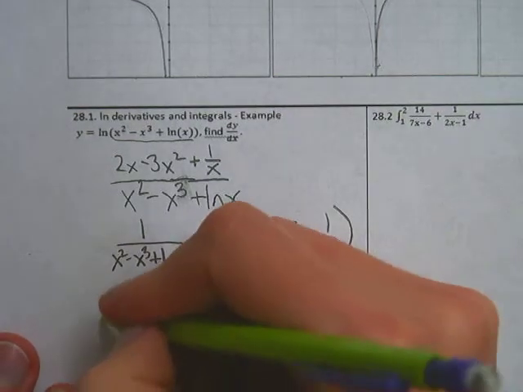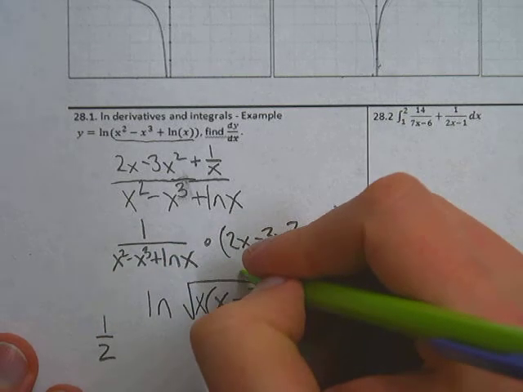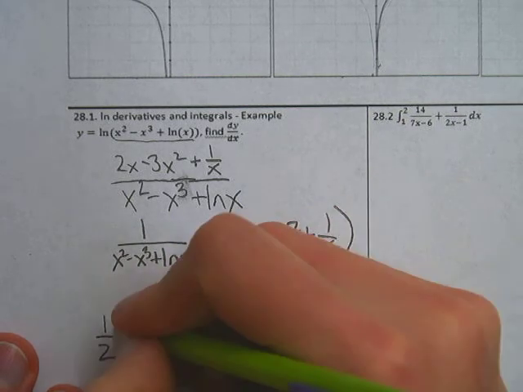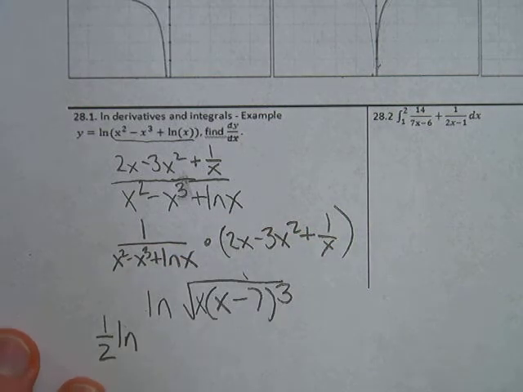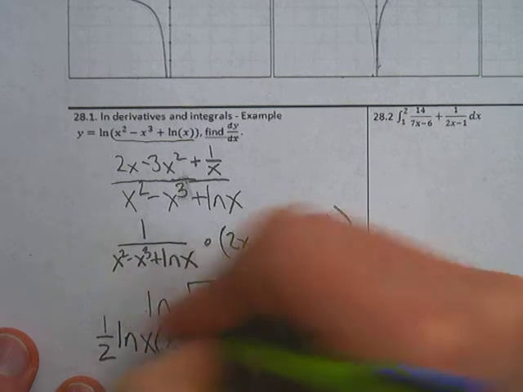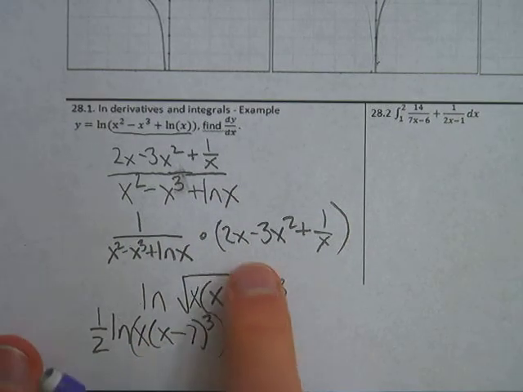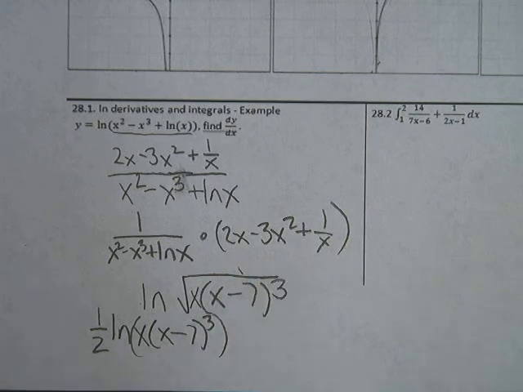We can split this into two integrals. Actually, no, let me pull out the square root first. 1/2 natural log of x times x minus 7 cubed. If you're like, how did I pull that out? It's the power of the inside. You're allowed to pull the power of the inside out in front of the natural log. If you want to see more on this, I have a video in my algebra review for calculus section.